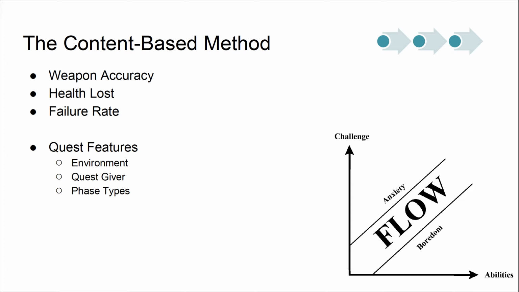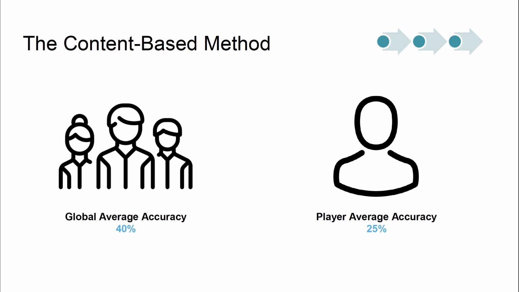Secondly, it changes the difficulty value based on the player's skill. We do that by using a piecewise linear function. Let's just look at one of those top 3 factors, weapon accuracy, for now. Let's say we have our players, and the first thing that we do is across all of the players and across all of the quests that they have played, we take a global average of accuracy, which let's say in our case was 40%. And then we compare that accuracy to the accuracy of the player. So let's say our player in question had an average accuracy of 25%.